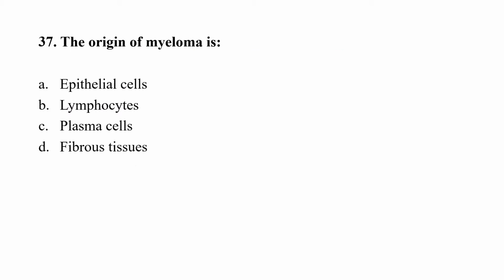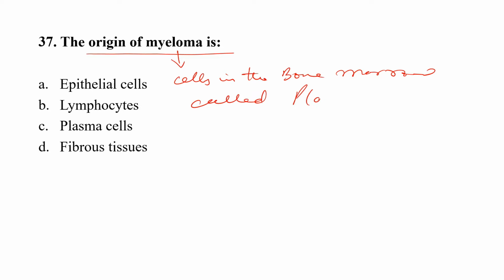Question number 37. The origin of myeloma is option A, epithelial cells; option B, lymphocytes; option C, plasma cells; option D, fibrous tissues. Myeloma is a type of blood cancer that develops from cells in the bone marrow called plasma cells. So the correct option here is option C, that is plasma cells.